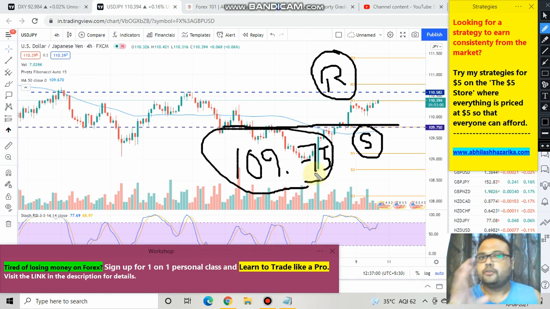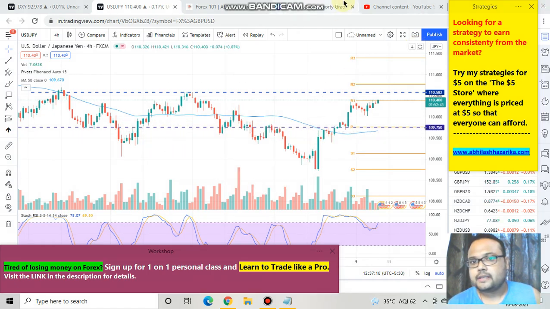Therefore, on the chart of USD JPY, if you do not have this line drawn, then my dear friend, I'll request you to draw this line, because you do not want to mess with this line. So please draw this line at the 109.75 level. This should be in your trading platform.